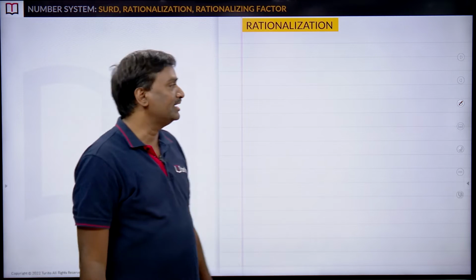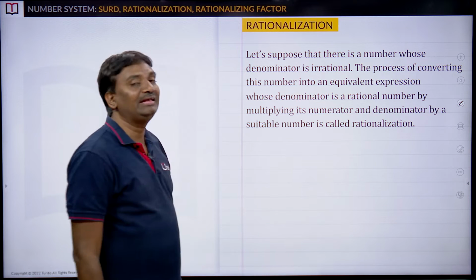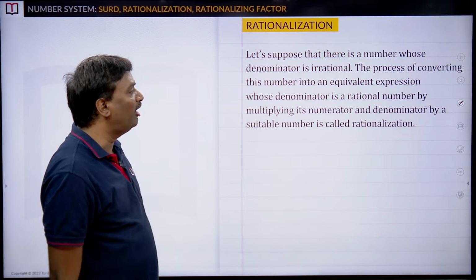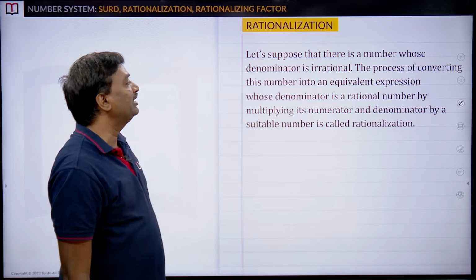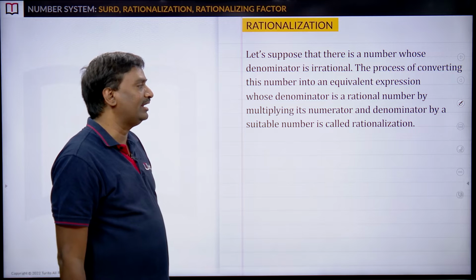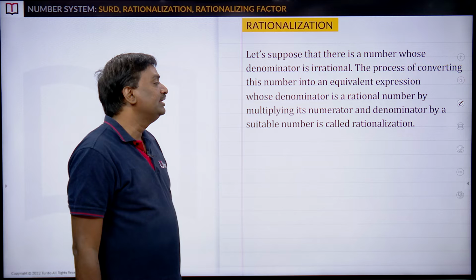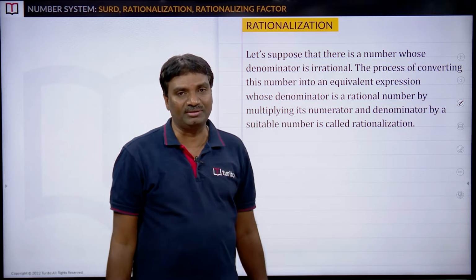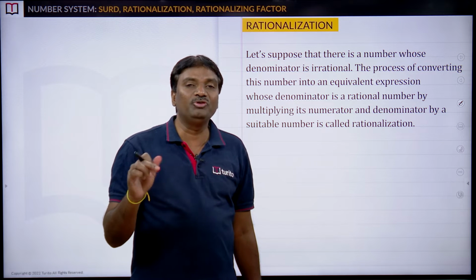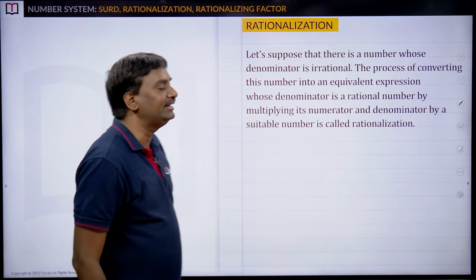Next, rationalization. Let us suppose that there is a number whose denominator is irrational. Irrational means a number which cannot be expressed in the form of p by q. The process of converting this number into an equivalent expression whose denominator is a rational number, by multiplying its numerator and denominator by a suitable number, is called rationalization. Sometimes for the given fraction we may have an irrational number in the denominator.